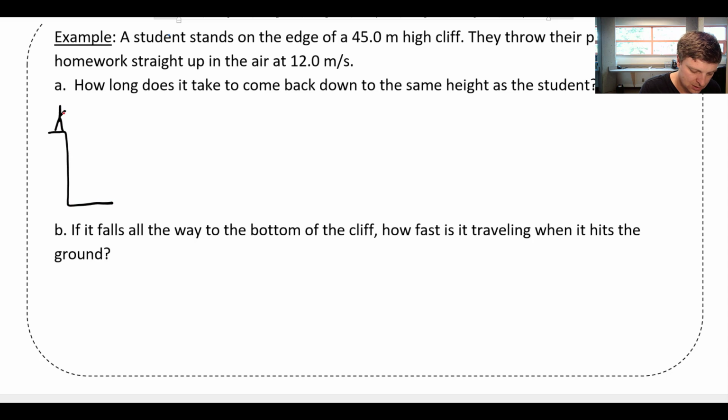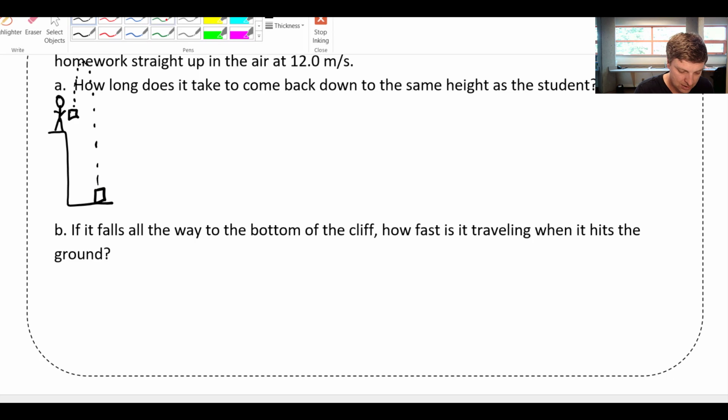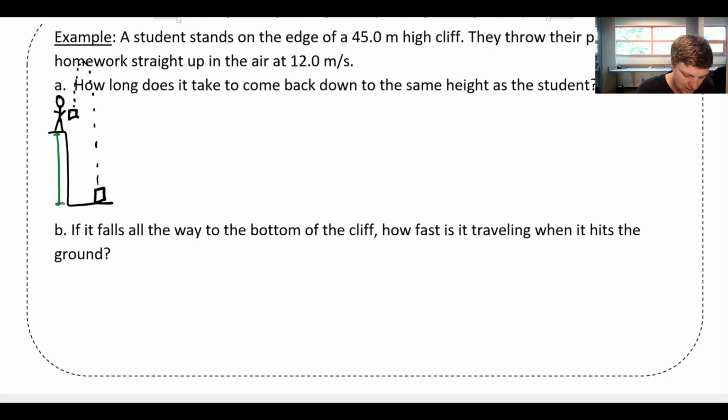Here's my student, not to scale, because they're a bit ginormous in this picture, but that's okay. So they throw their homework up in the air, goes up in the air, whee, then it comes back down, and it smashes on the ground over here. So that's kind of what we're looking at. I'm just going to write in what I know here. I know that the height of the cliff is 45 meters. That's impressive. They throw this up. So this gets thrown upwards here at 12 meters per second.